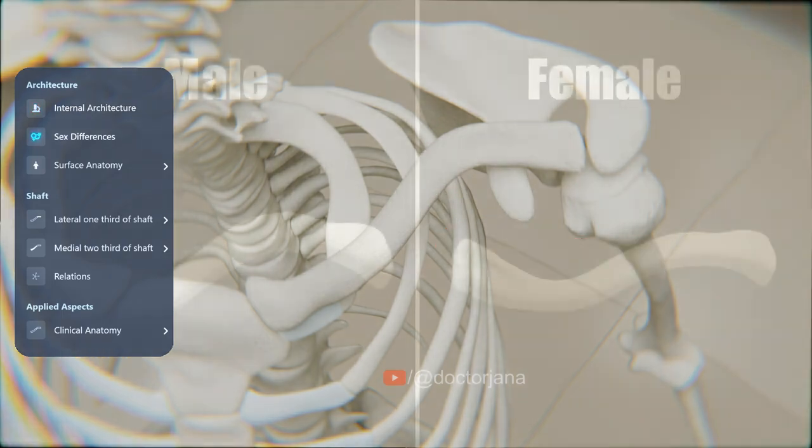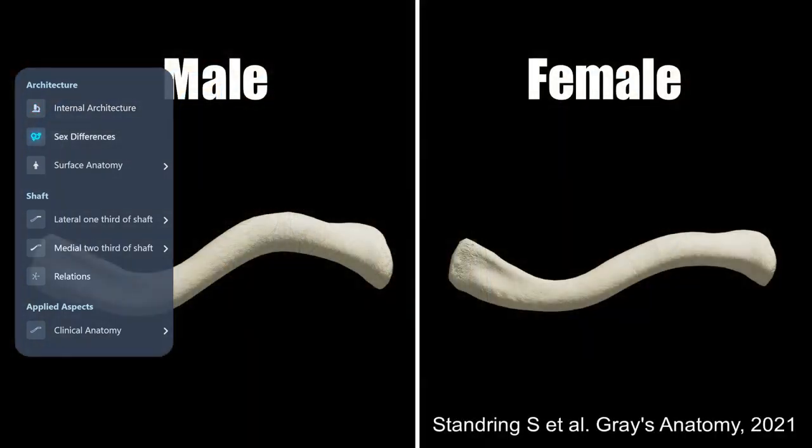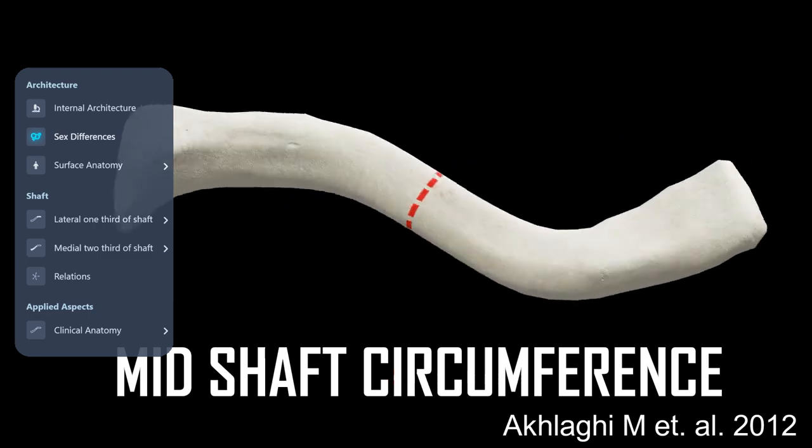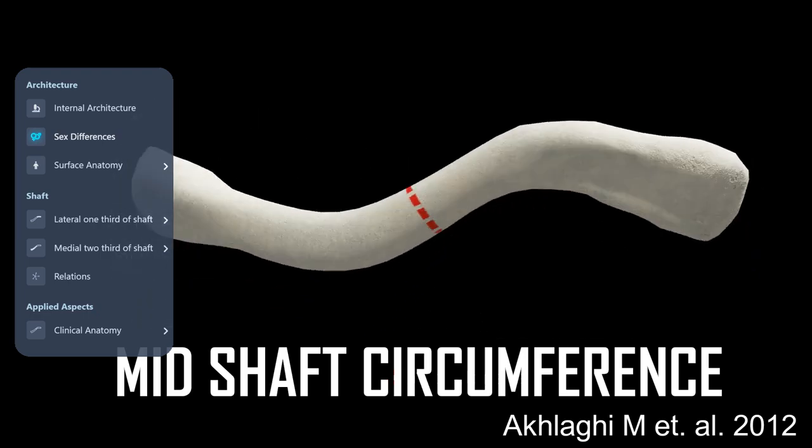And did you know that the female clavicle is typically shorter, thinner, less curved, and smoother than the male counterparts? Also, the midshaft circumference is a reliable indicator of the sex.